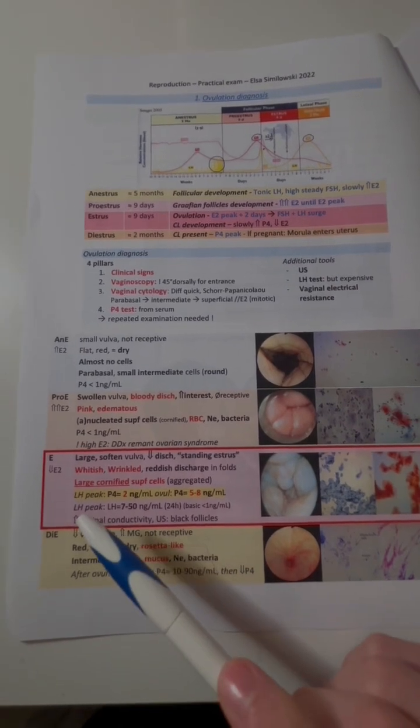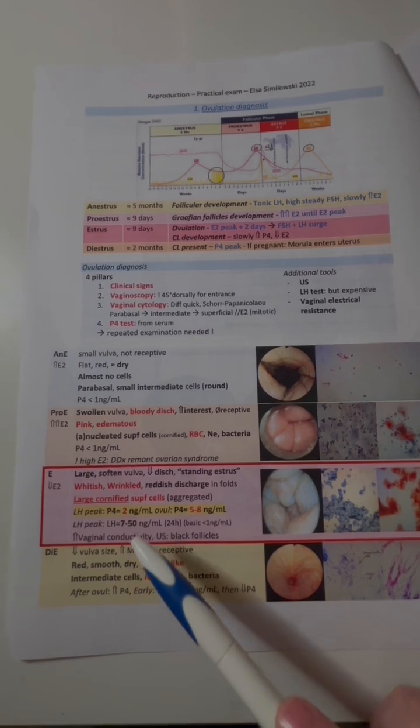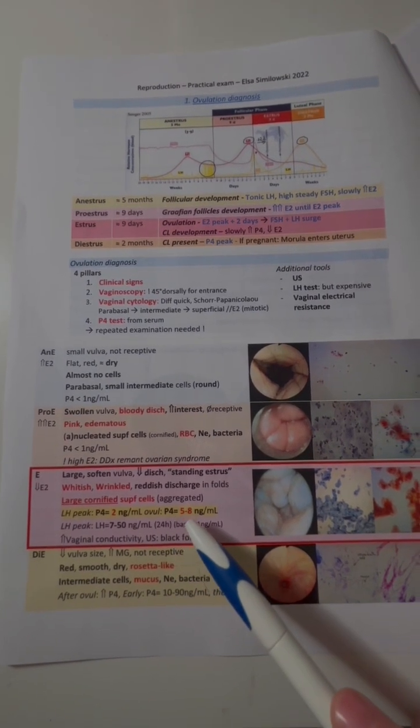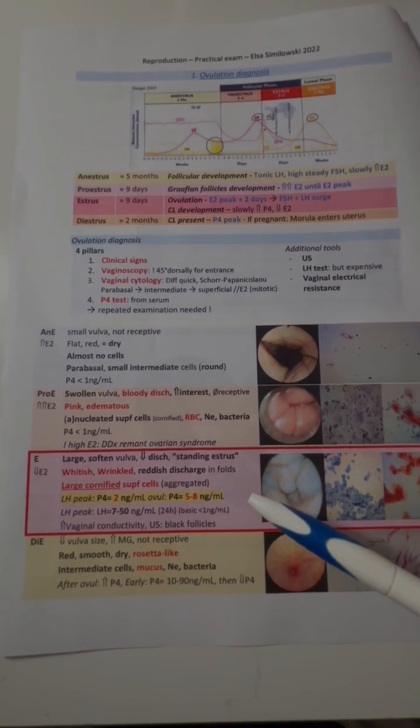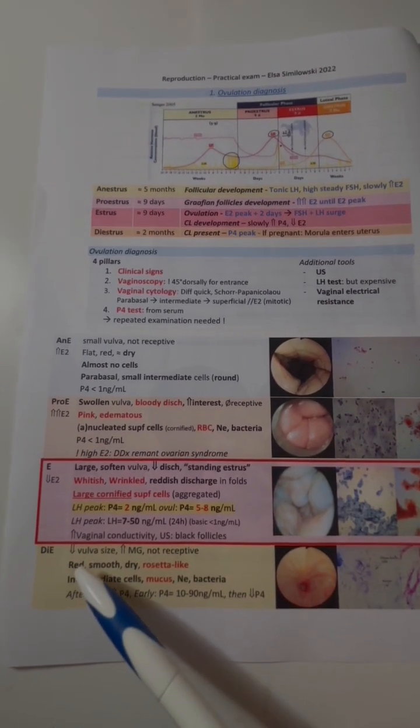At the LH peak, the P4 is around 2 ng/ml, and at ovulation the P4 is around 5 to 8 ng/ml. On the ultrasound we can see black follicles. In diestrus, the vulva decreases in size.